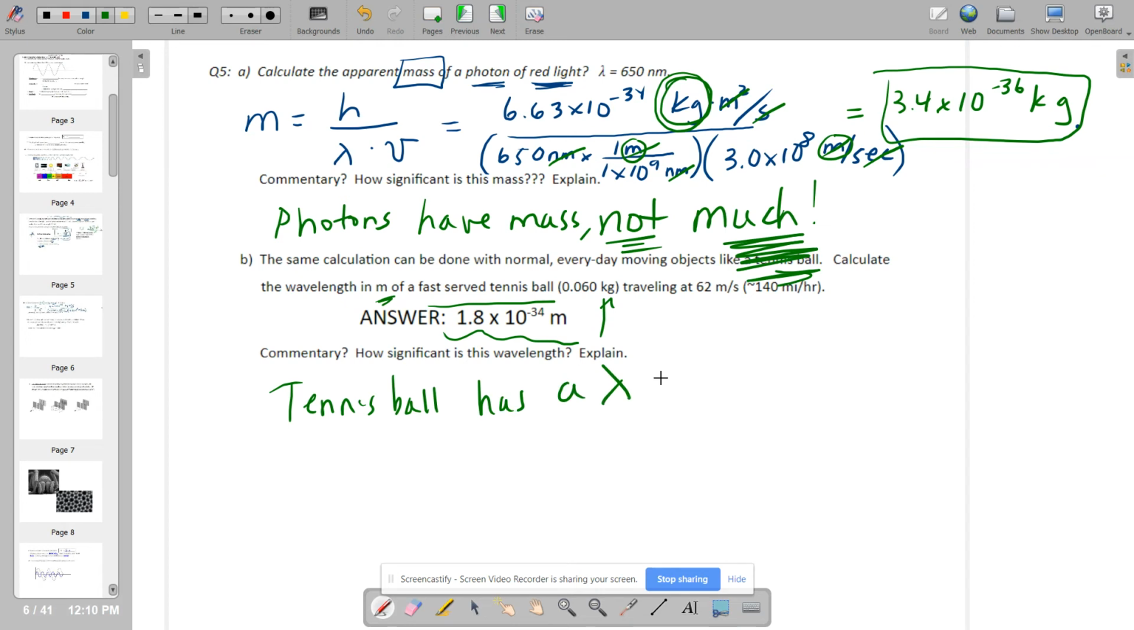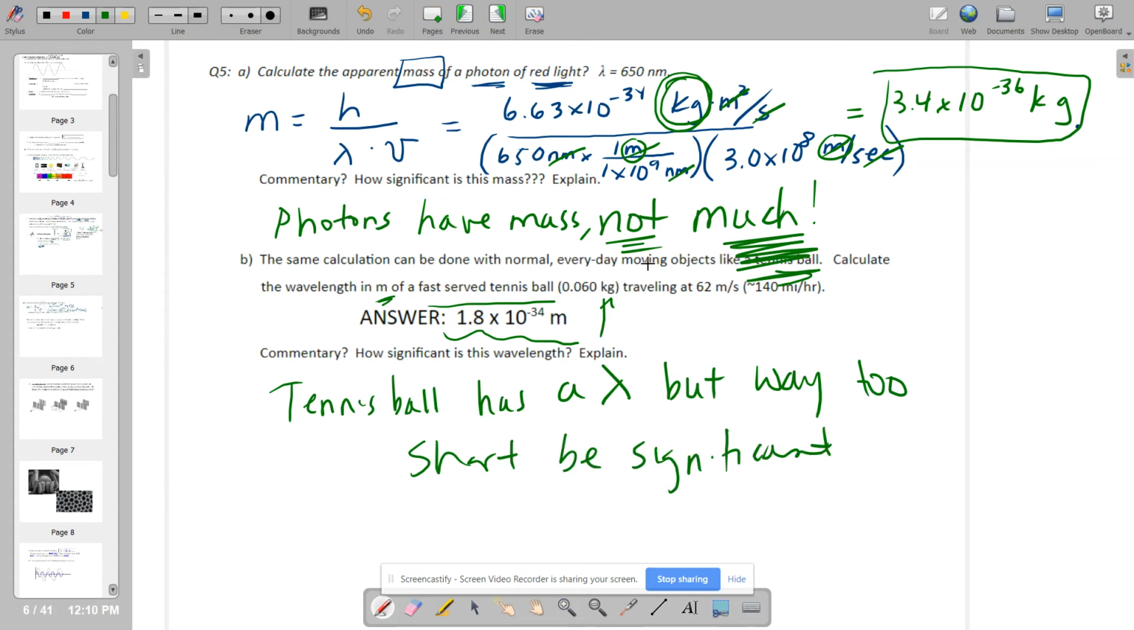It has a wavelength, but way too short to be significant at all. Okay? So far, we've done two examples. In either case, the mass, the wavelength is not significant. So why would we care about this? That's a good question.